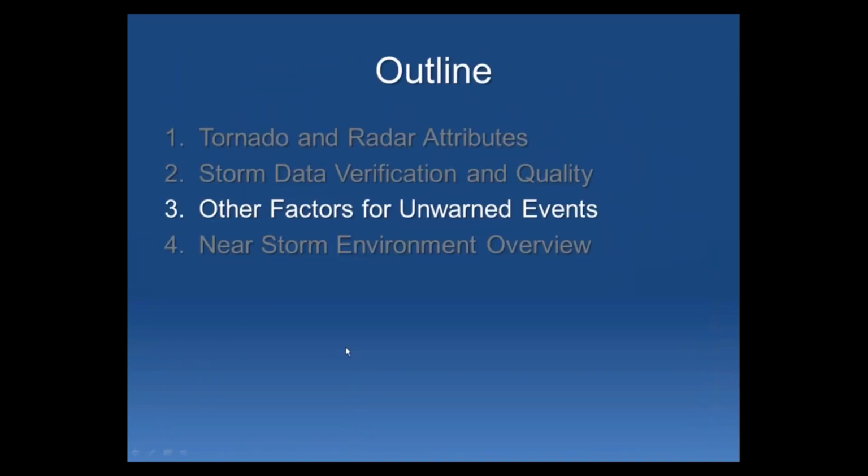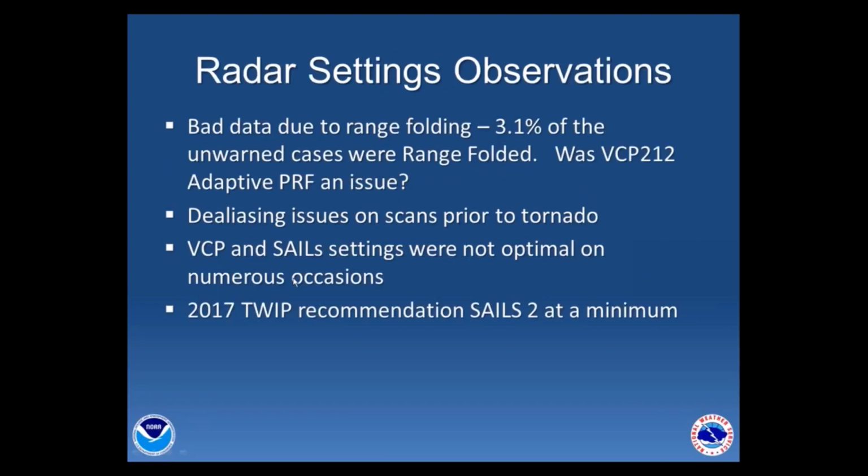So, some other factors for unwarned events. We're going through all these unwarned events and factors. Now, one thing to point out is we don't know exactly what was going on in the offices at this time, what reports you were getting, et cetera. The only thing we can see is what we see in the radar data and with the reports that occurred. So we don't know the entire picture of what was going on with all these events.